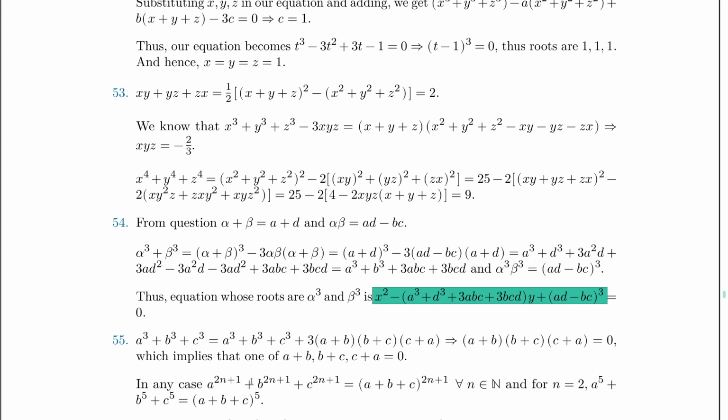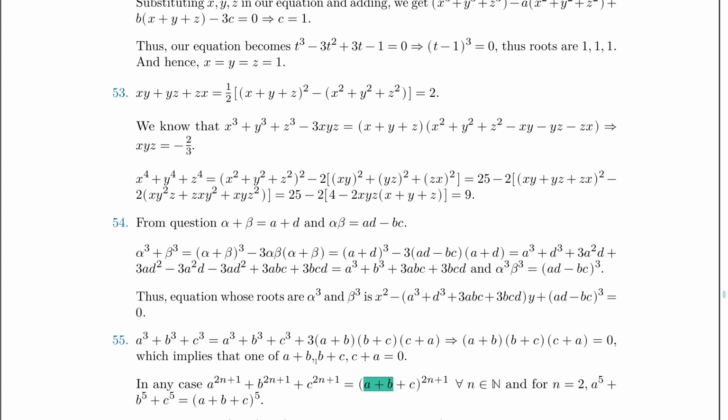So in any case, a to the power 2n plus 1 plus b to the power 2n plus 1 plus c to the power 2n plus 1 is equal to a plus b plus c to the power 2n plus 1. Because if a plus b or b plus c or c plus a is equal to 0, then this will reduce to one of these, c to the power 2n plus 1.